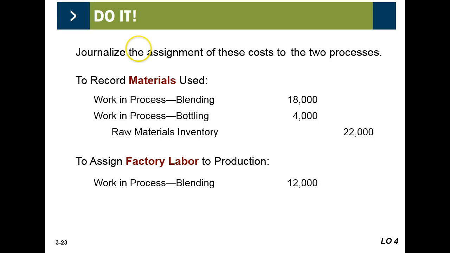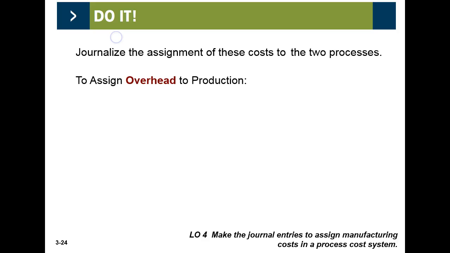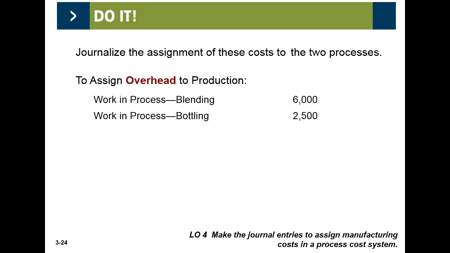Same with labor. Those hours assigned to blending get put into blending. Those with bottling are going to get assigned straight to bottling, and we're crediting our factory labor again. What are we going to do with overhead, though? The manufacturing overhead. We're going to assign directly to blending that allocation, directly to bottling that allocation, and we're crediting the manufacturing overhead. So instead of applying it to a job based on a specific category, we're applying them directly to that department or that process. Okay?